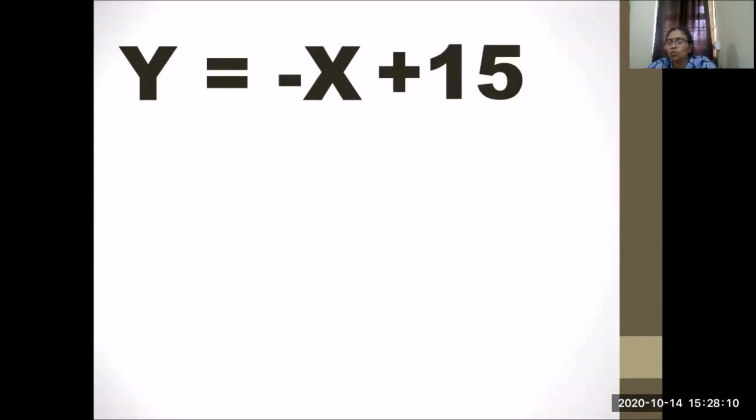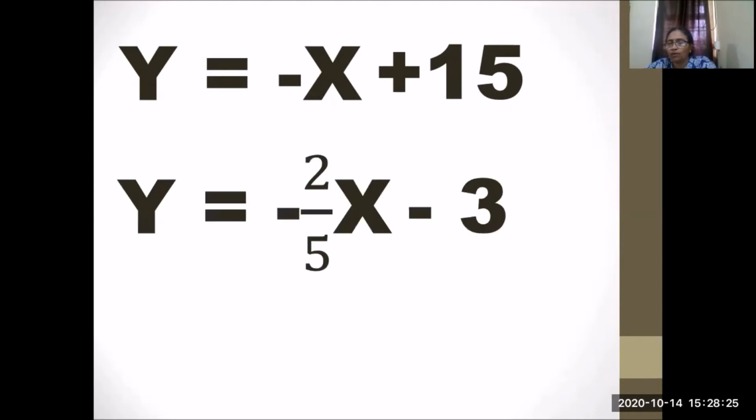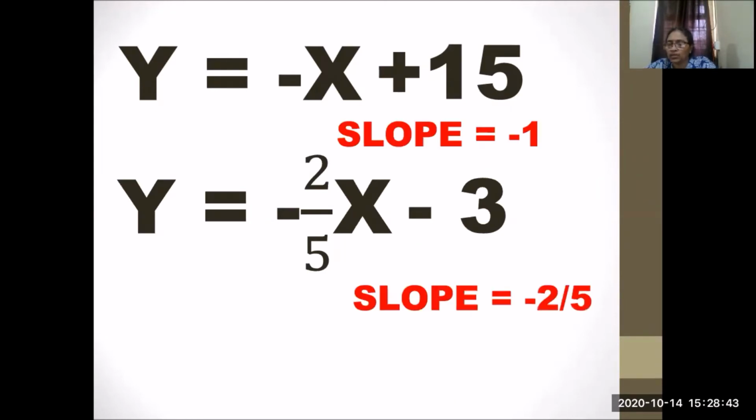How to identify the y-intercept in an equation? y is equal to -x plus 15. What is the y-intercept here? It is plus 15. Now, it is in the form of mx plus c. Okay, one more equation. y is equal to -2 by 5 x minus 3. What is the y-intercept here? It is -3. Now, in the first equation, the slope is -1, and in the second equation, the slope is -2 by 5.